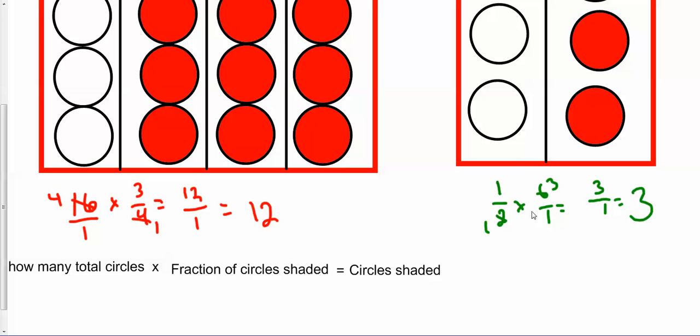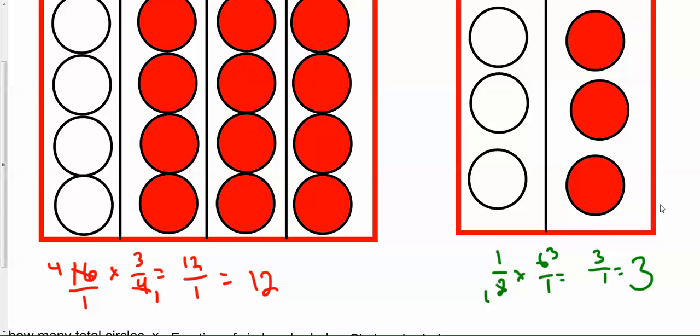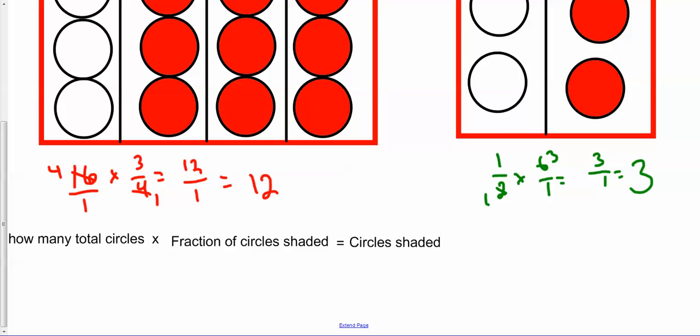So I had 6 total circles times half of them were shaded and half of 6 just happens to be 3. So 6 times 1/2 equals 3. And that's how I came up with that.